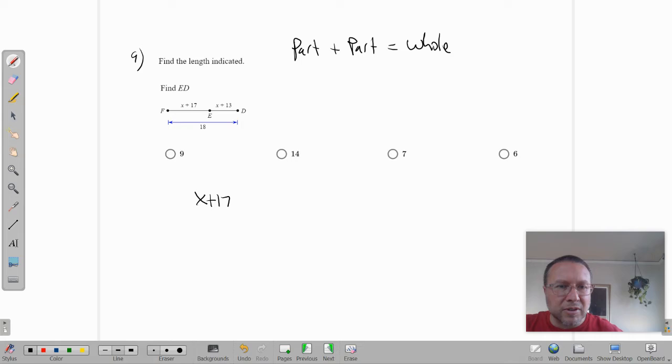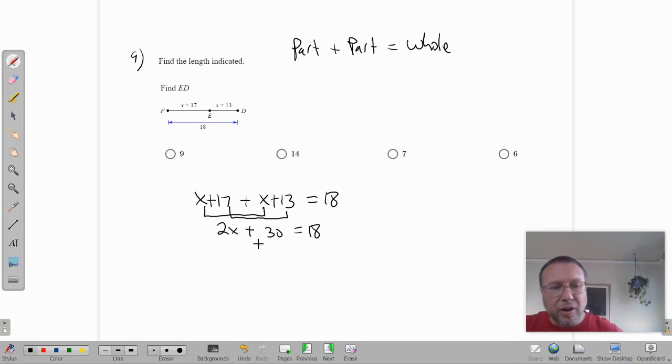So we've got x plus 17 plus x plus 13, right? First part, second part. And then that's going to equal the whole thing, which would be 18. And then I just need to combine some like terms here. So if I have an x and an x, that's 2x. If I combine 17 and 13, that gives me 30. And then now I just got a little 2-step equation I need to solve. So I get 2x equals negative 12, and then x would be equal to negative 6.